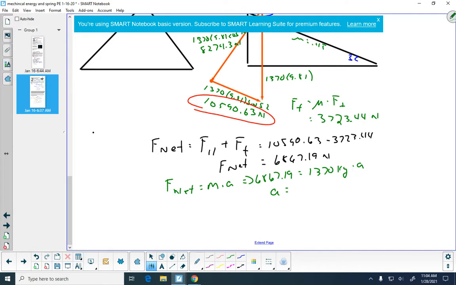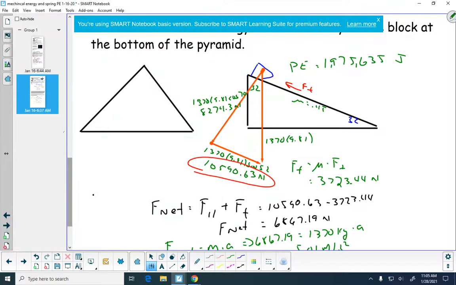Nate, what do you get for the acceleration? 5.01 meters per second squared. So this rock is accelerating, sliding down. So we have acceleration. Initially, velocity is equal to 0. Our goal is to find the final velocity down here. Well, I know acceleration, I know initial velocity, I don't know time, and I don't know a displacement.